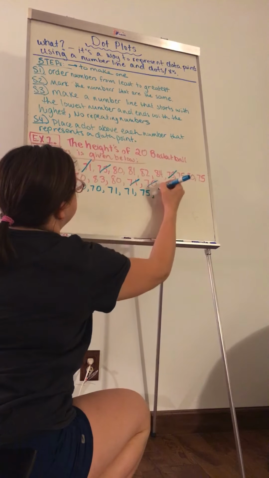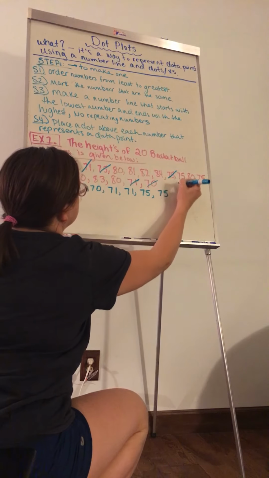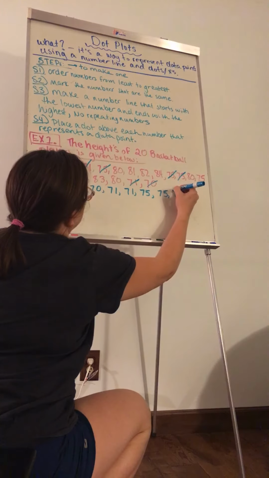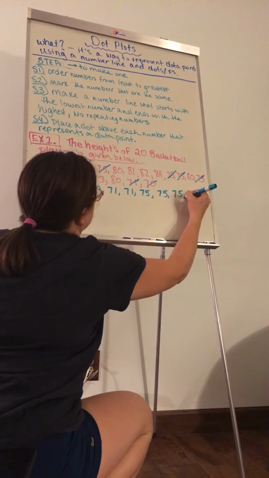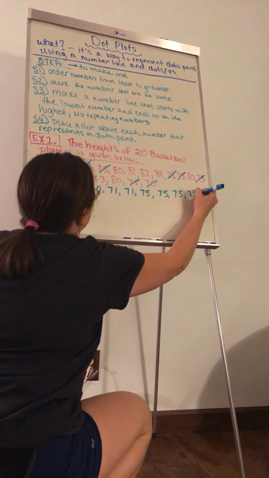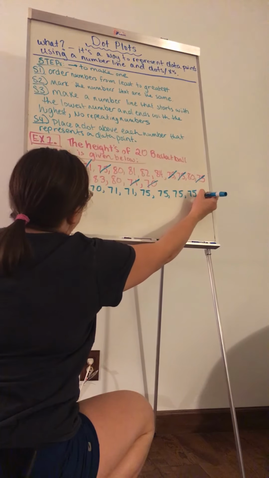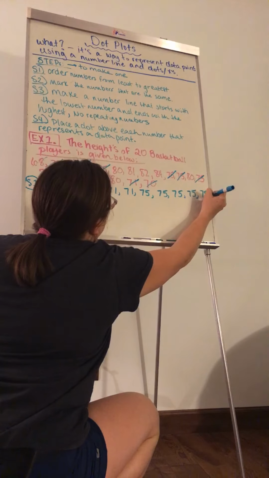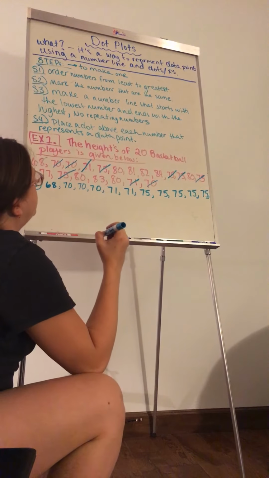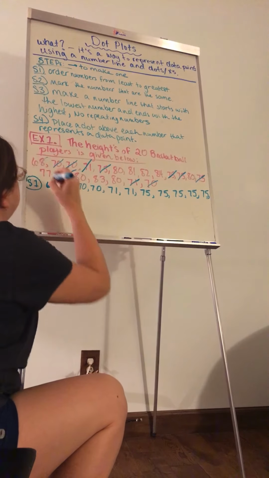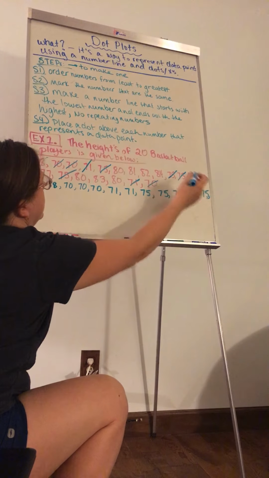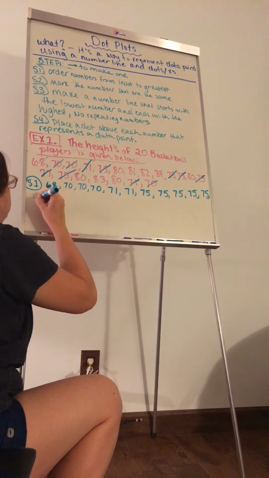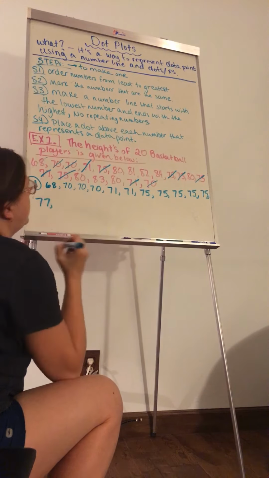Then here. And one more. A lot of 75s. Okay. Alright, moving on. Let's see if there's 76. No, there's a 77. I think that's all of them. Yep, one 77. Okay.